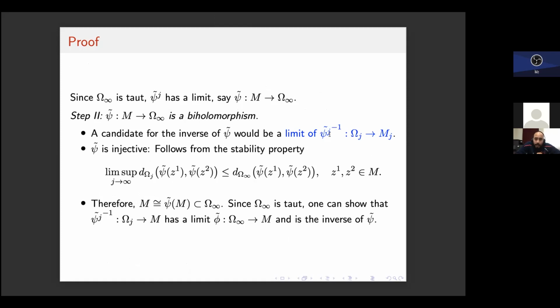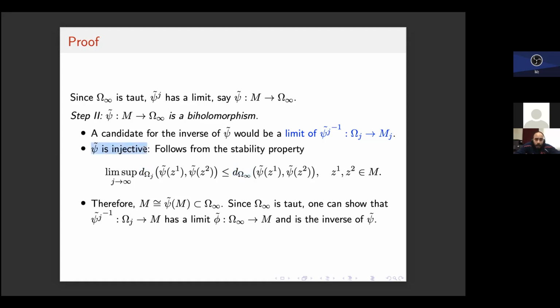So the existence of such a limit is not clear. So we need an intermediate step, which is the following. We use the stability property of the Kobayashi pseudo distance, D here. One can show that they are actually stable under scaling, in the sense that if you look at the Kobayashi pseudo distance of omega z, their limit is not more than the Kobayashi pseudo distance of the limiting domain. Using this fact, we can show that the map C tilde is injective.